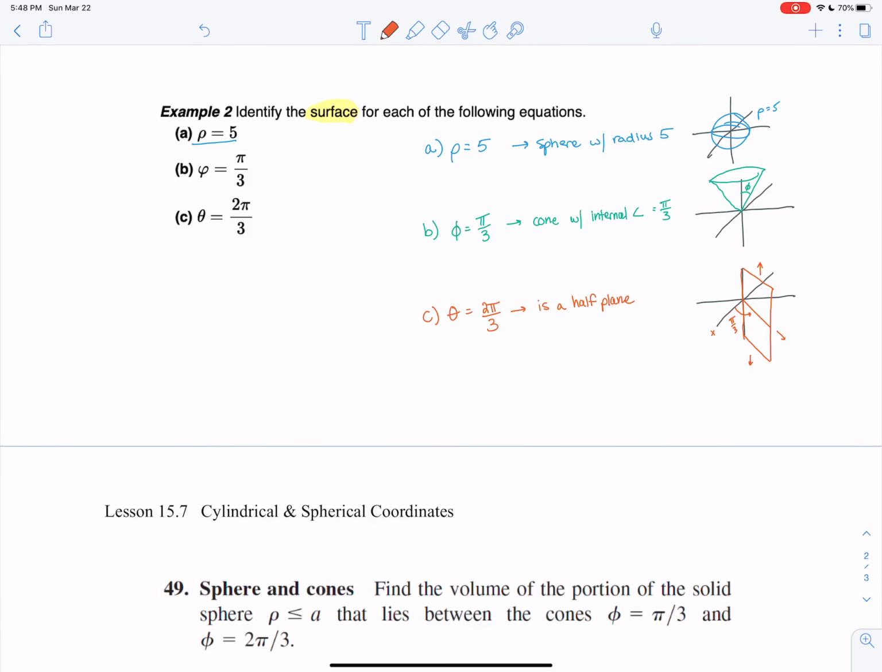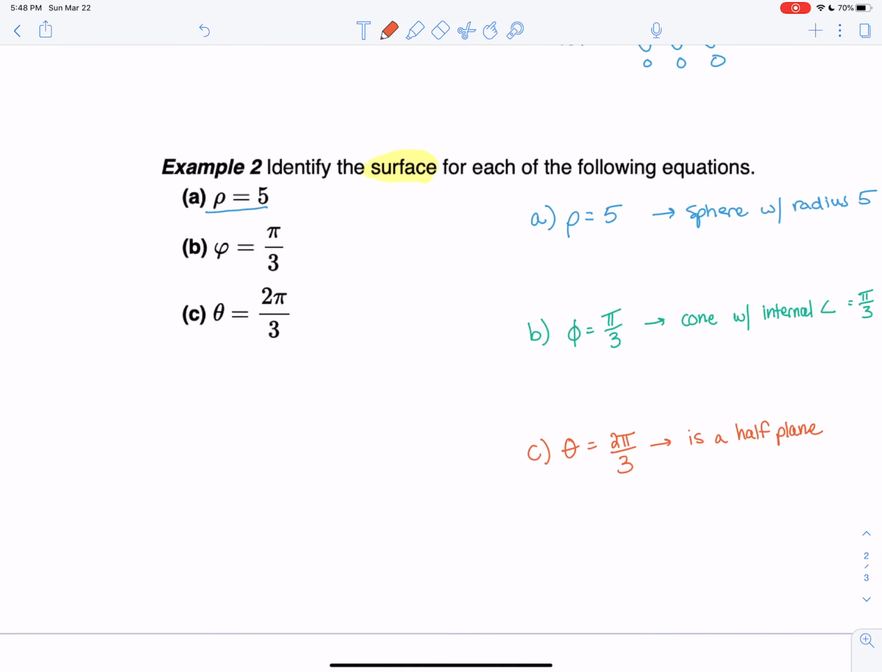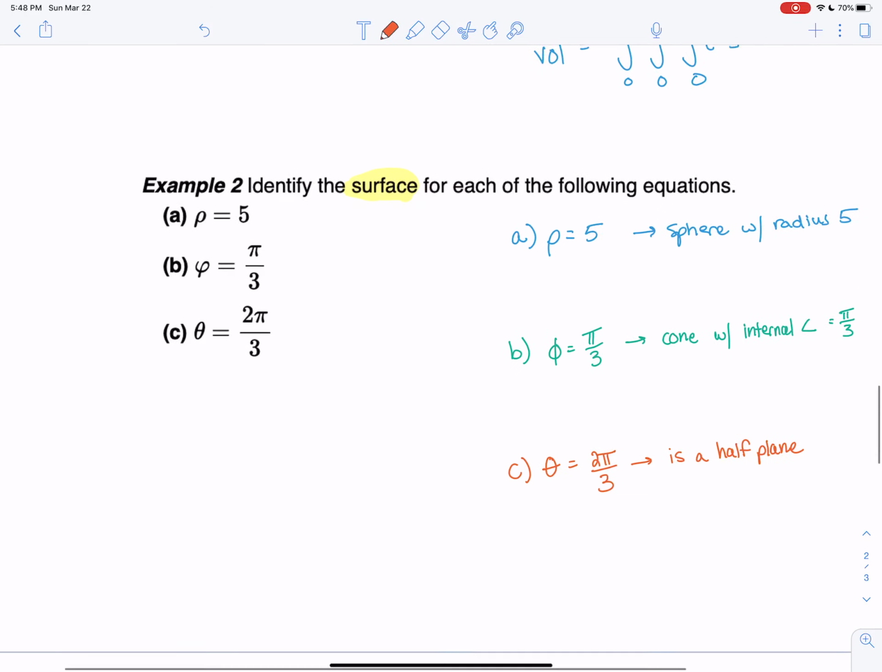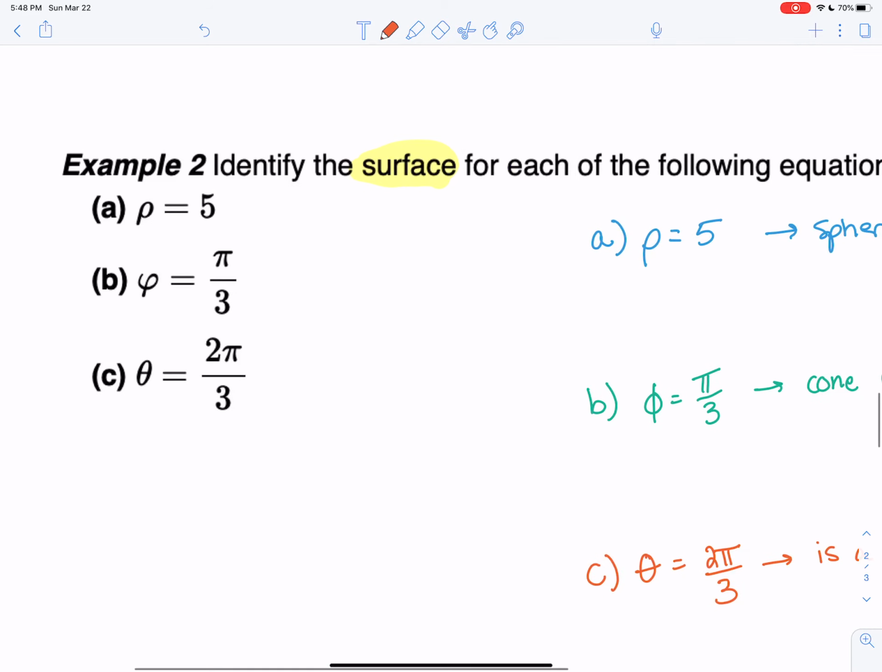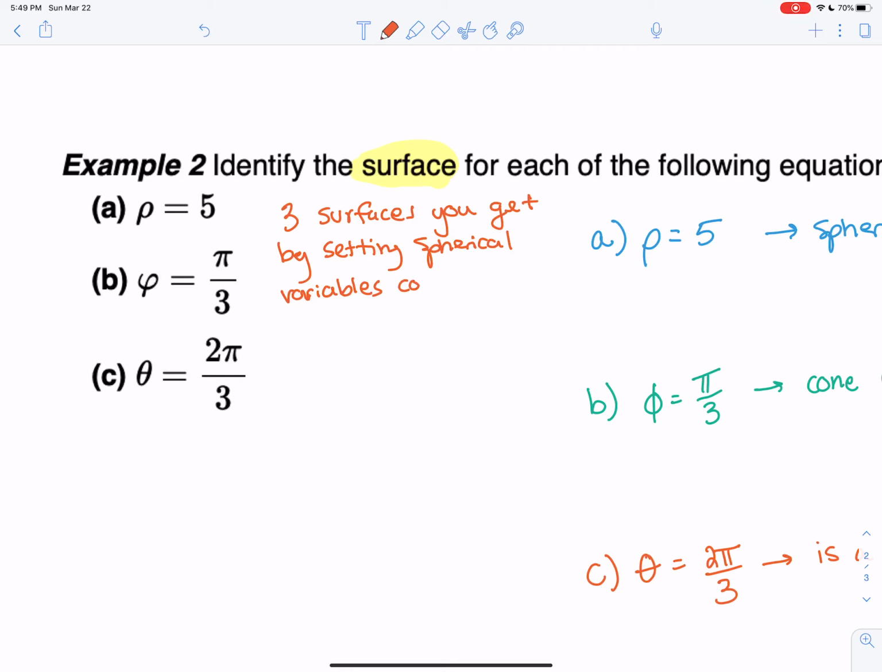Okay, beautiful. So those are 3 different surfaces that you can get from setting each of the spherical coordinate system variables equal to constants. So there are 3 surfaces you get by setting spherical variables constant. So that's the idea that this problem was getting at.